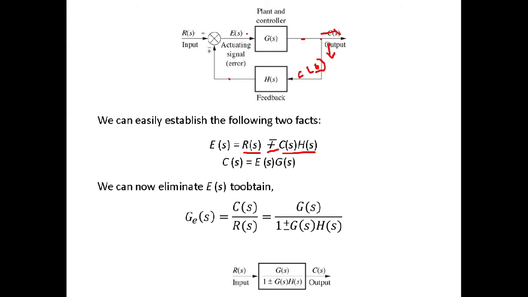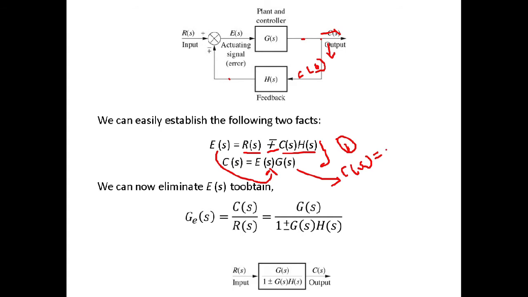It means the transfer function multiplied by the input of the system, that is E of s. Okay, so these two equations are very easy. Now if you put the value of E(s) into this equation, and you take the ratio of output, that is C(s), and R(s), you will get C(s) by R(s) is equal to G(s) divided by 1 plus or minus G(s) into H(s).